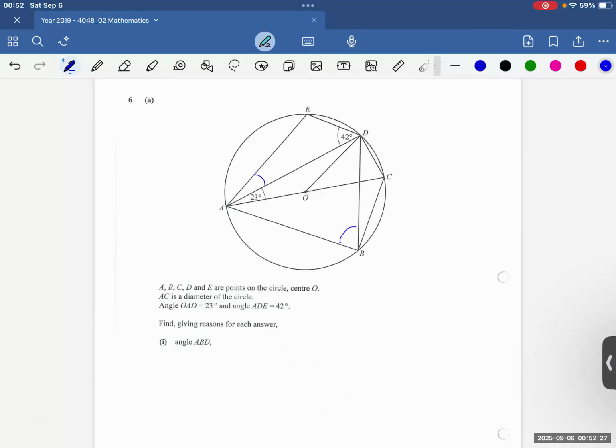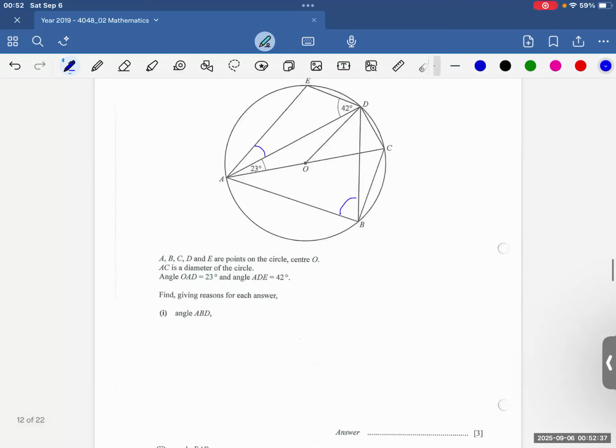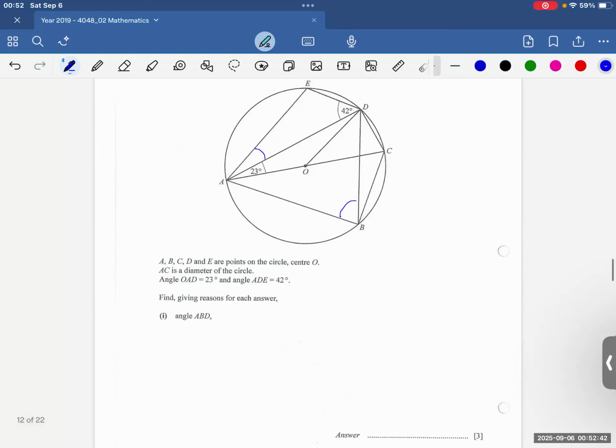Okay, now we're going to do question 6. Question 6 is an angles, circle properties, sector kind of question. So we're going to start with 6a. For 6a, they want us to find the angle ABD, which is this angle here. So how are we going to do that?